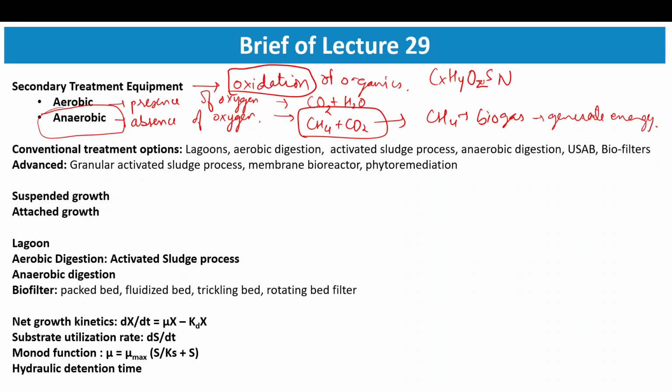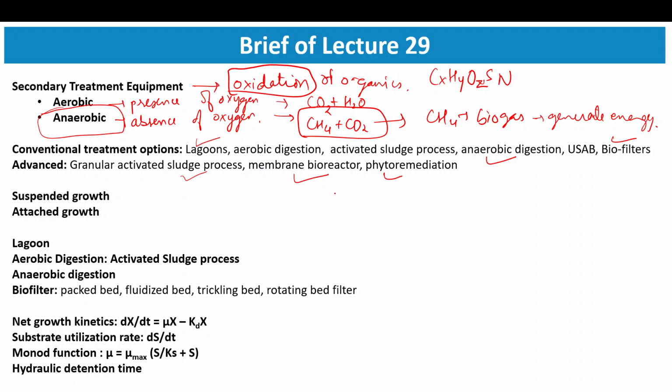Now moving to conventional treatment processes, it can be lagoons, aerobic digestion, for example the activated sludge process, then anaerobic digestion, and biofilters also. These are all conventional, which are nowadays used in industries. Advanced methods can be membrane bioreactors, phytoremediation, the granular activated sludge process, where you provide more surface and simultaneous removal by multiple mechanisms.